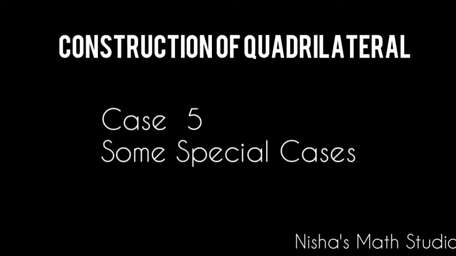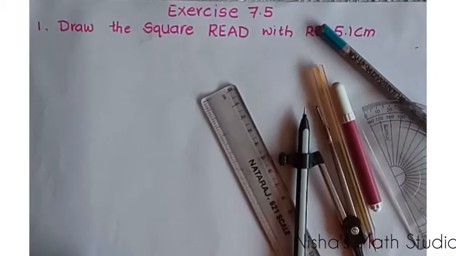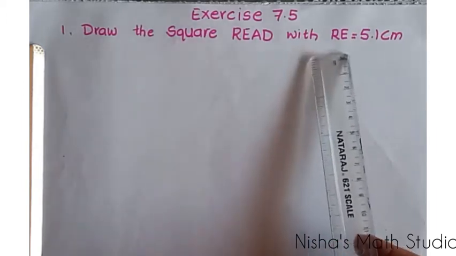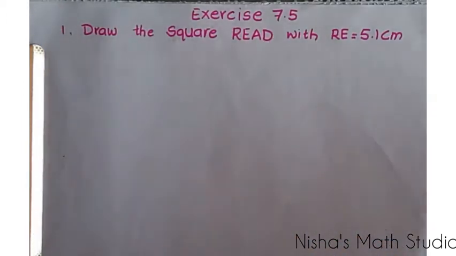In today's video, we'll see some special cases of quadrilaterals to be drawn. We have already done this in our previous exercises. Let's see exercise 7.5. Draw a square READ with RE equal to 5.1 centimeter.